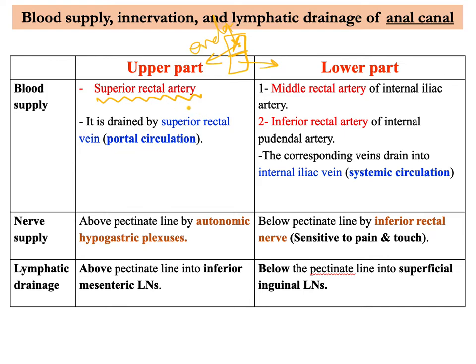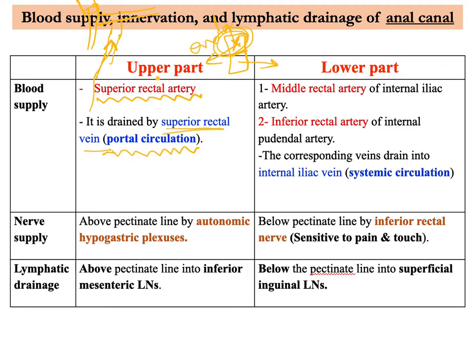That means the venous drainage will follow the artery. That means the venous drainage of the upper part of the anal canal will be by the superior rectal vein, in which the superior rectal vein, as I mentioned earlier in this lecture in the rectum, goes up and continues as the inferior mesenteric vein. It drains into the inferior mesenteric vein. Then the inferior mesenteric vein drains into the splenic vein. The splenic vein unites with the superior mesenteric to give the portal vein. The portal vein goes to the liver. That means the venous drainage of the upper half of the anal canal will be to the portal circulation.